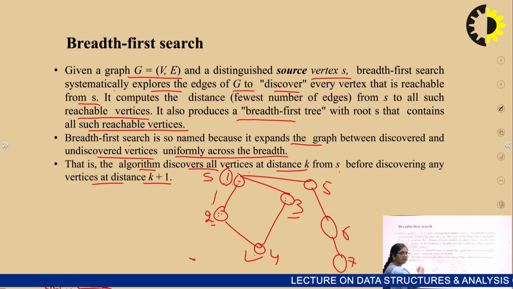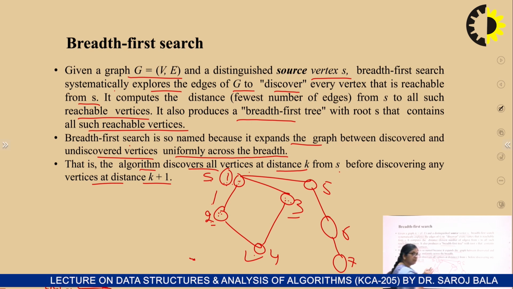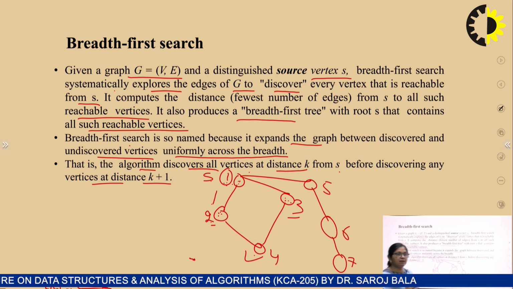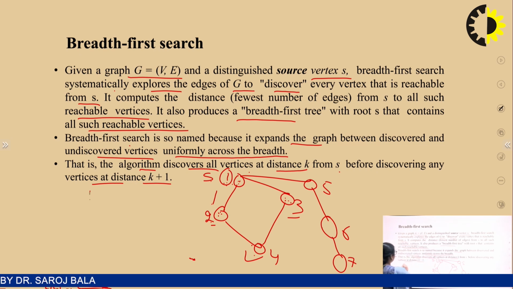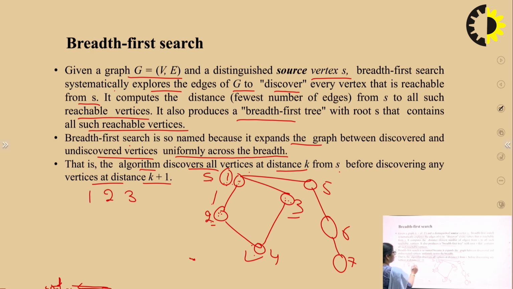At depth 0, S is there, so from S we will start. At one distance, how many nodes are there? 2, 3, 5. So these will be visited first. Now at distance 2, what are those? 4 and 6. So firstly what will be discovered? 1, then its neighbors 2, 3 and 5. Then the neighbors of 2, 3 and 5, those are 4 and 6. Then the neighbors of 4 and 6, which is only 7. This is breadth first search.